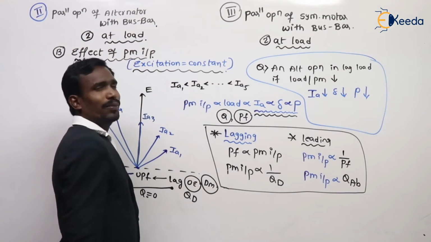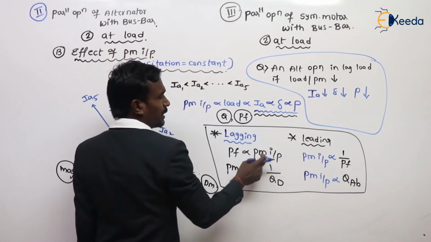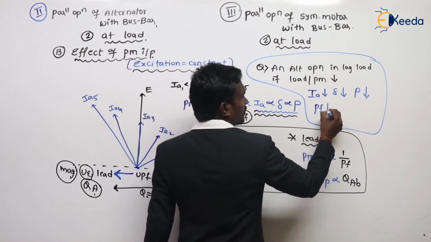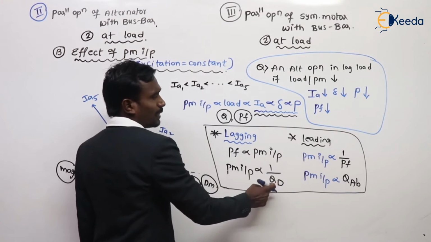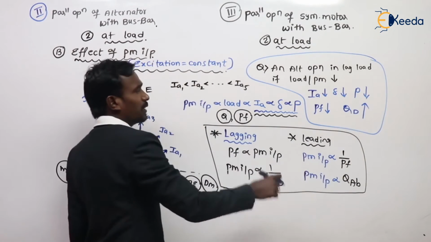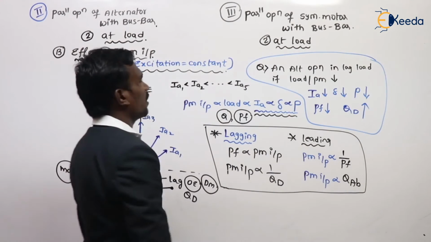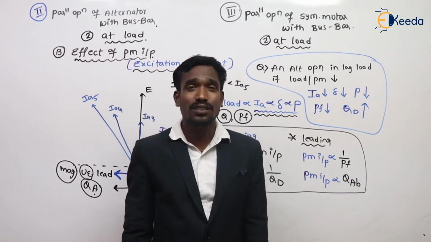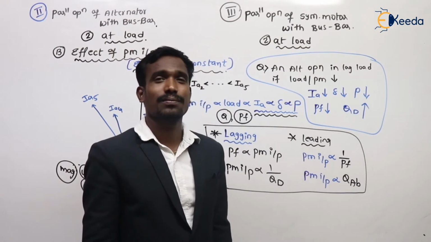Now what happens to power factor? This is in lagging load. In lagging load, when the prime mover input decreases, power factor also decreases. When the prime mover input decreases, what happens to reactive power? Q delivered increases, because it is inversely proportional. Like this, they will ask you questions on the effect of prime mover input or load. Is it okay? Clear? This is also very important for competitive examinations.